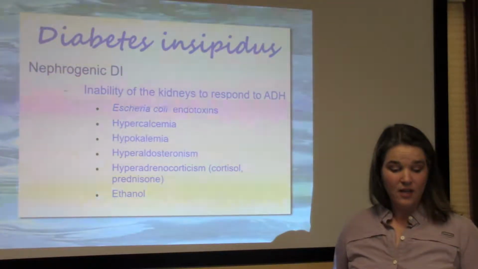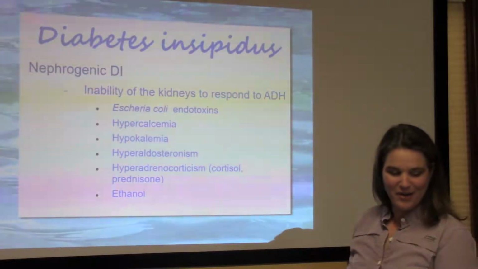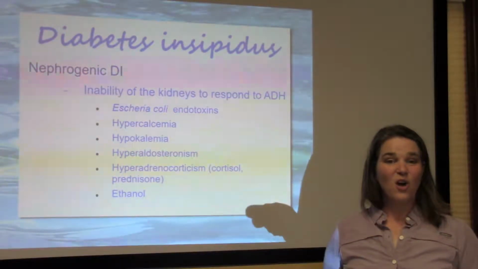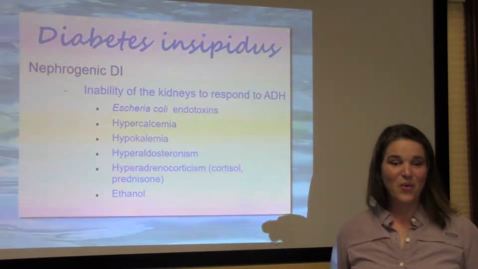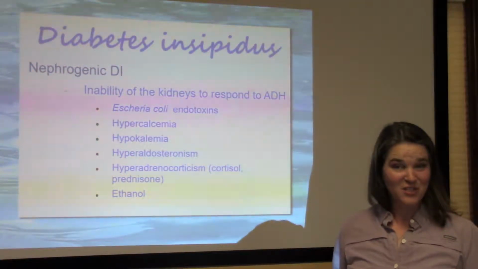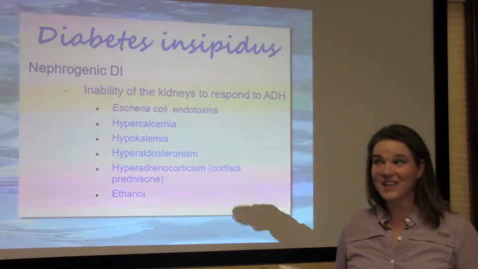So when we have patients with Cushing's disease or receiving exogenous steroids, this is why they produce so much urine. And in humans, ethanol is a big cause. So when we drink a lot, our kidneys can no longer respond to ADH. So we become tasteless and we produce a lot of tasteless urine. We also wake up very dehydrated and with a headache because of this.